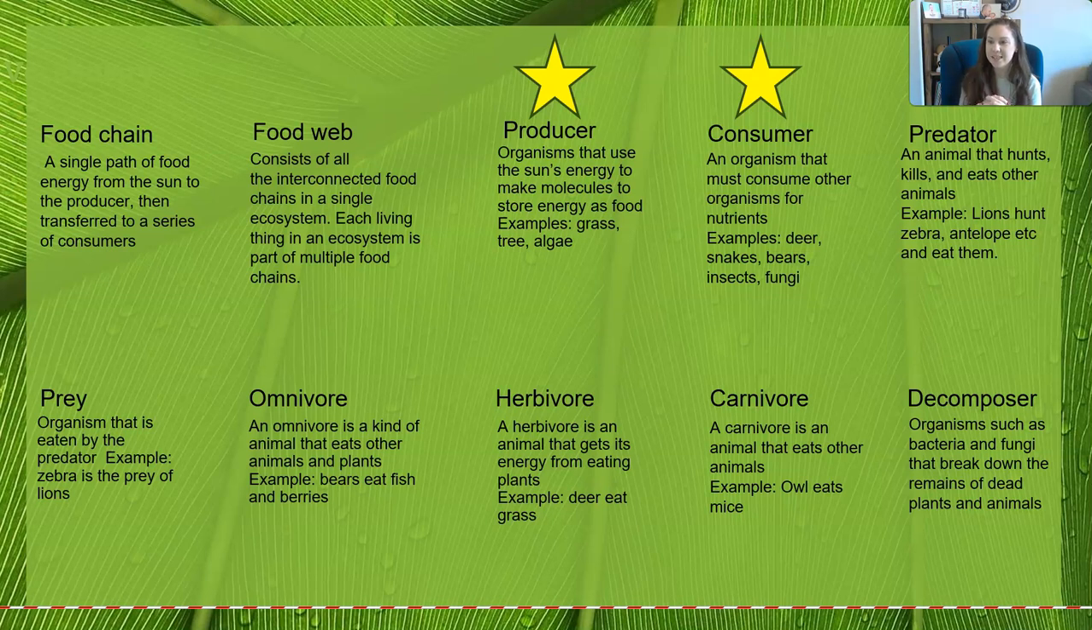Consumer is the organism that has to eat something else in order to get its nutrients. It has to consume the nutrients from something else. The producer is going to produce it, and then the next level up has to consume that producer. From then on, other consumers can consume the first level of consumers. We'll talk about that. I know that got a little bit complicated, but we'll talk about that now.